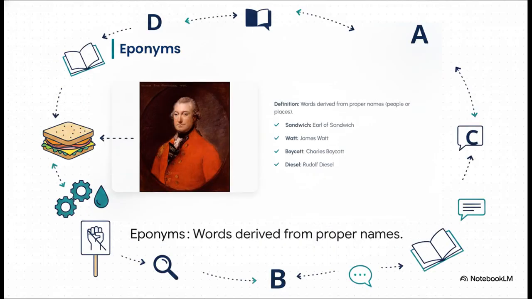And finally, we reach process 12, eponyms. It might actually surprise you to learn that some everyday items are immortalizing the names of historical figures. An eponym is a word derived from the proper name of a person or a place. The sandwich, named after the Earl of Sandwich. Diesel fuel, named after its inventor, Rudolf Diesel. We use these people's names every single day without even realizing it.